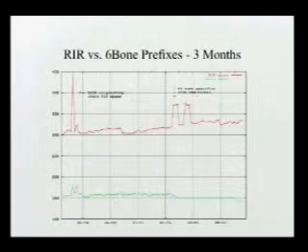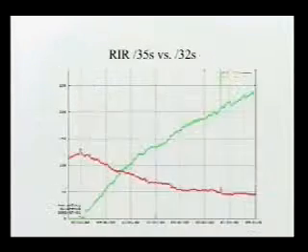This is the prefixes in the last 3 months, one compared to the other. So the red is the RIR space, and the green is the 6-bone space. And you can see that there are some really interesting little bleeps on here, and I'll talk about those some more in a few minutes.